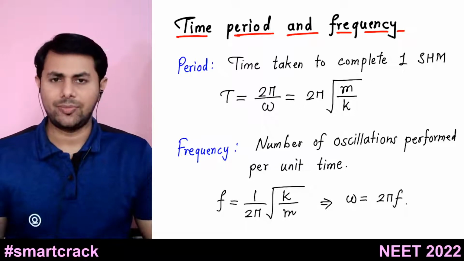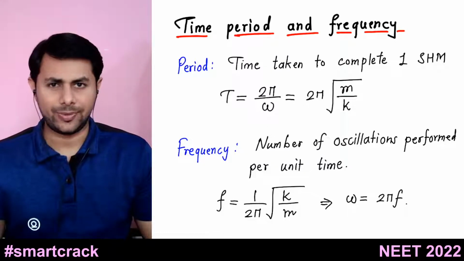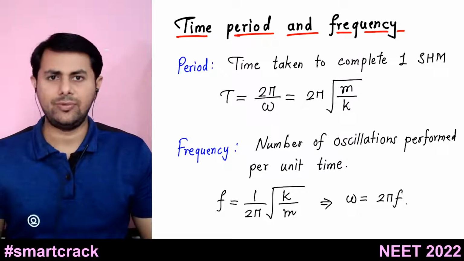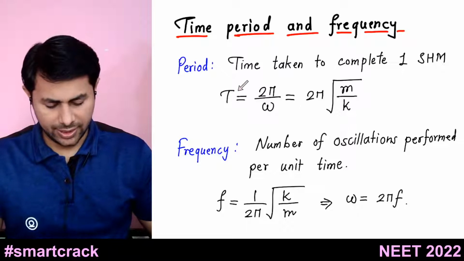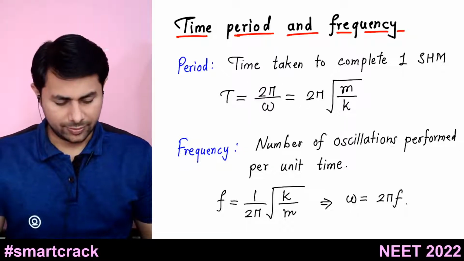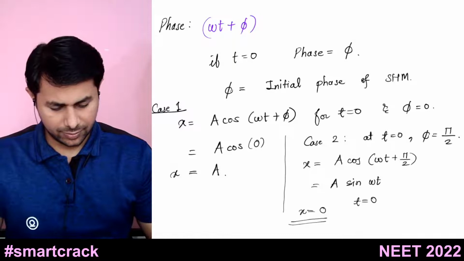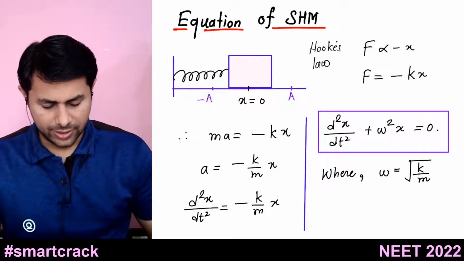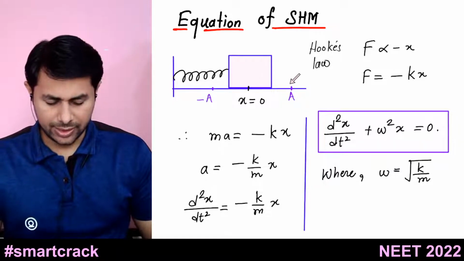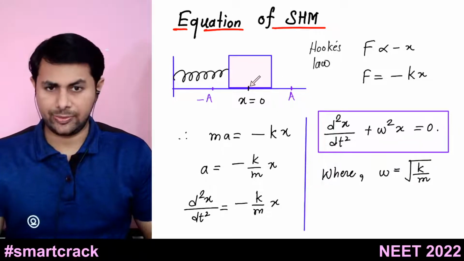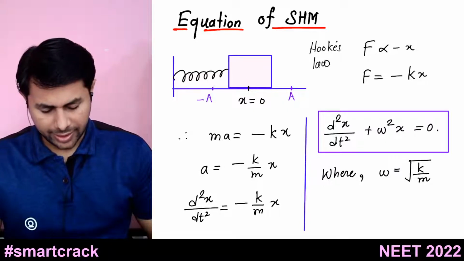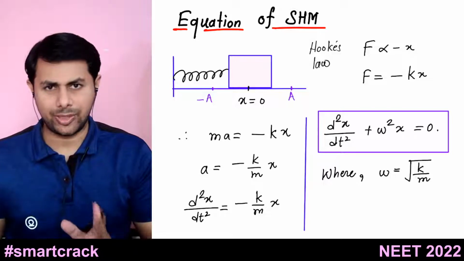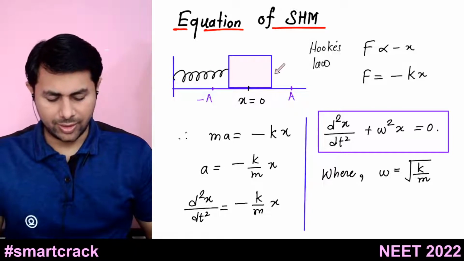After that, let's talk about the time period and frequency of SHM. The time taken to complete one SHM or one oscillation is T equals 2 pi by omega. So see what will happen when t is equal to 2 pi. This particle goes from here to here, then it returns back to this position, then it moves from here to here, and from this point it will return to the mean position again if it starts from the mean position. This is one complete oscillation.